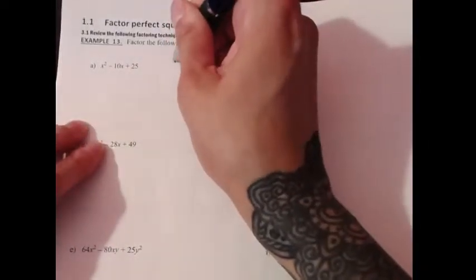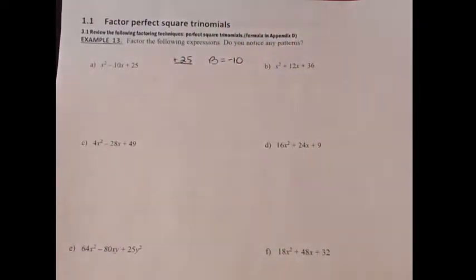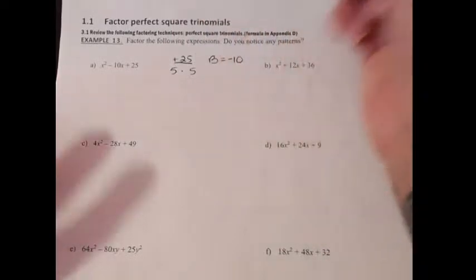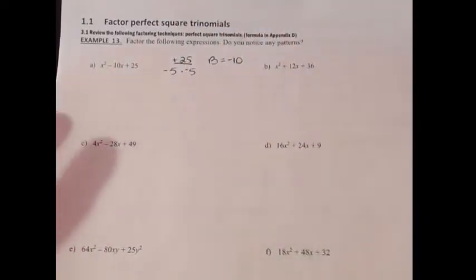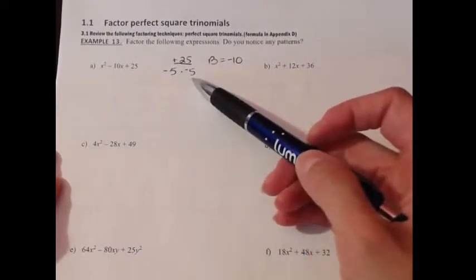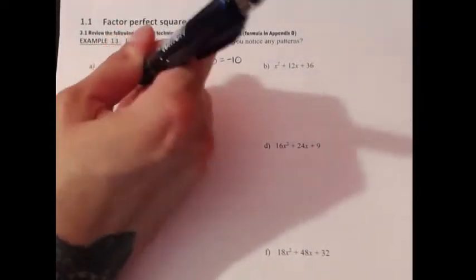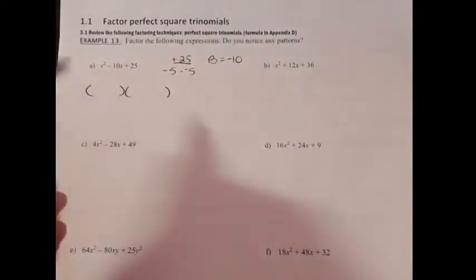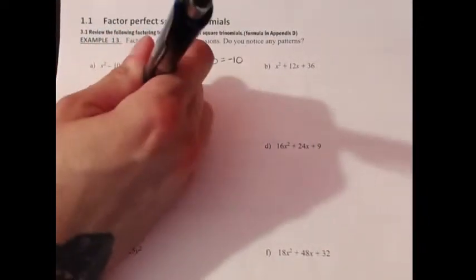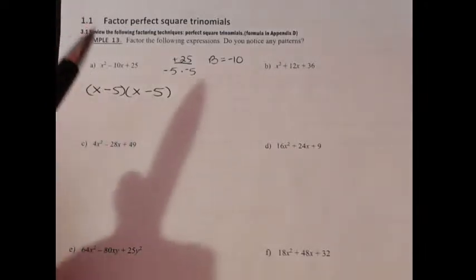Now if we were using trial and error, you would say, okay, I need to find factors of positive 25 that combine to give me negative 10. I know 5 times 5 gives me 25, but if I want to combine them to get negative 10, that means they both must be negative. Negative 5 times negative 5 is positive 25. Negative 5 plus negative 5 is negative 10. So x squared breaks down into x and x, and then we have our two factors, negative 5 and negative 5, which we input inside the set of parentheses.